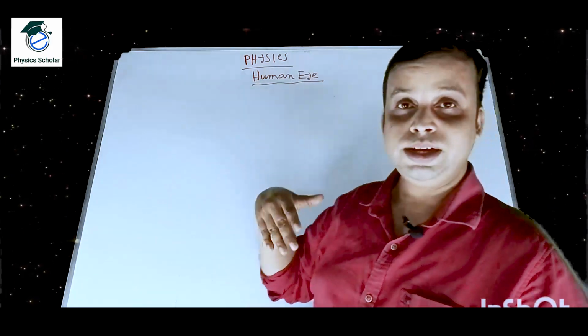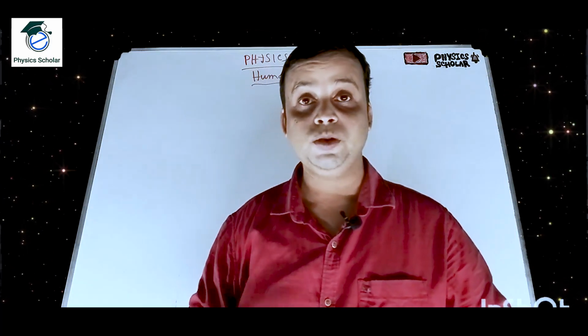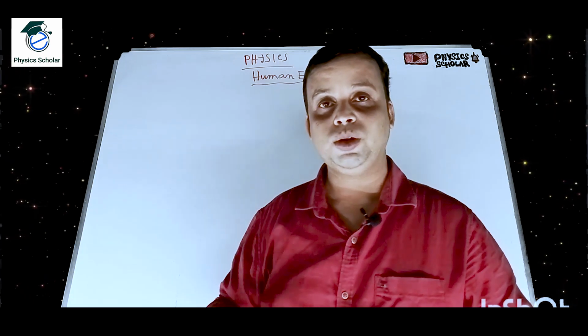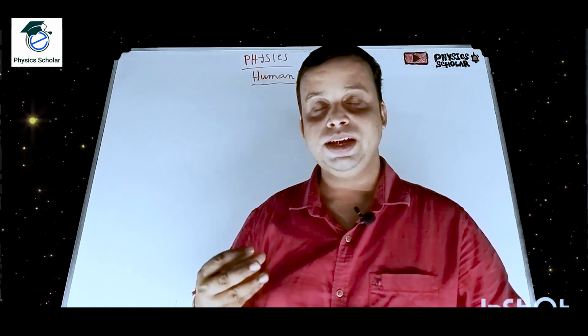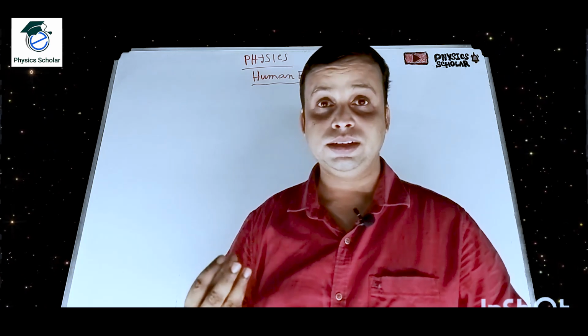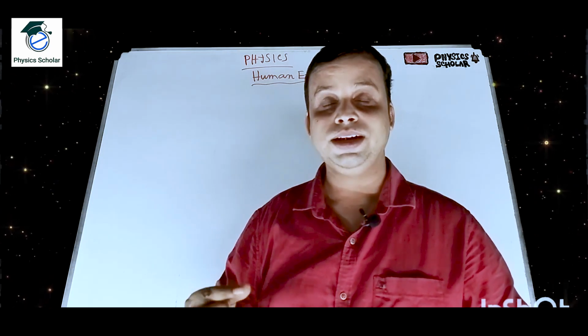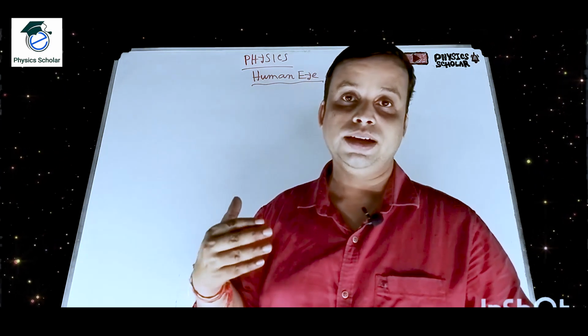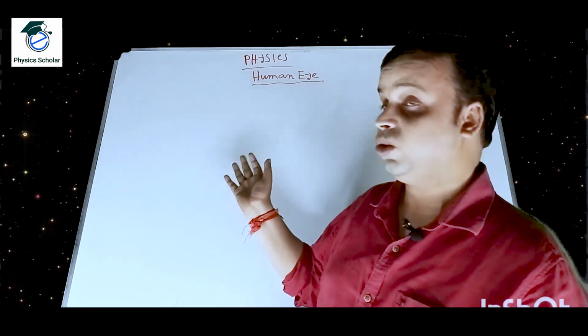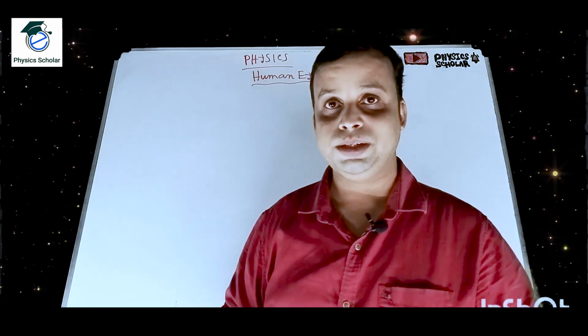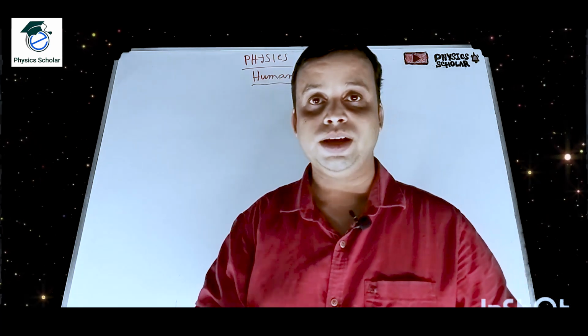If you didn't miss my previous episode, I discussed the different components: the retina, the cornea, the sclera, the optic nerve, the blind spot, the iris. That is all I have discussed. If you missed it, you can go through the previous episode, and if you have any queries, you can write in the comments.